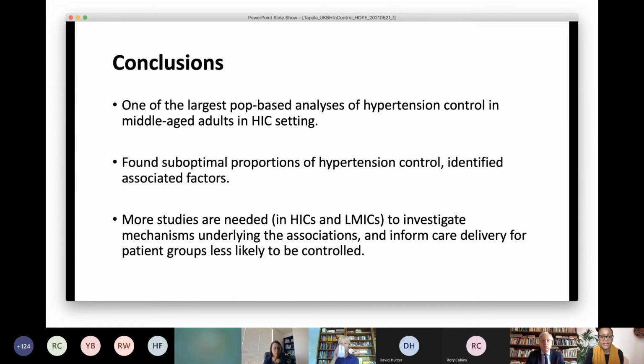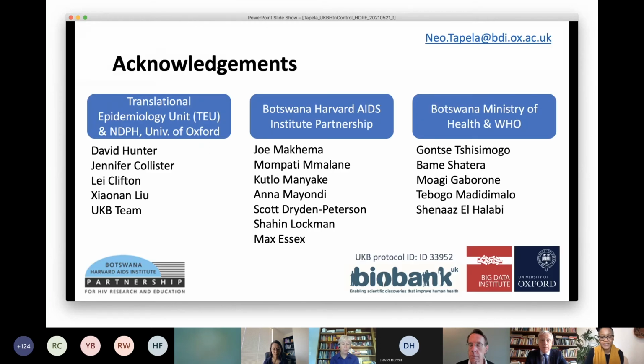We reported on suboptimal proportions of hypertension control in middle-aged adults in the UK and identified associated factors. And these together might contribute to further research and hopefully evidence-based strategies to help improve care and improve control of hypertension in high-income countries, but also very much needed in low and middle-income countries as well.